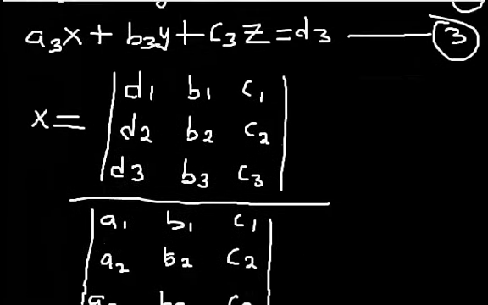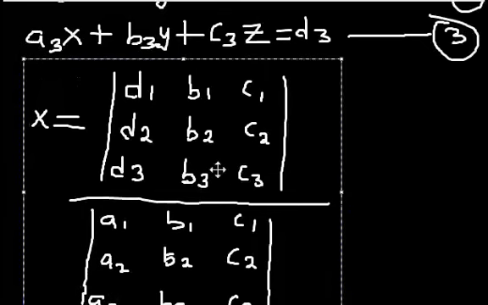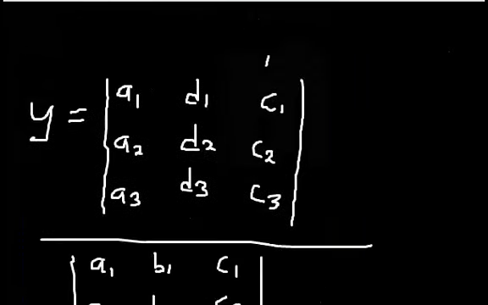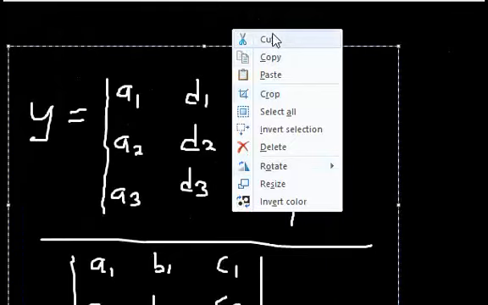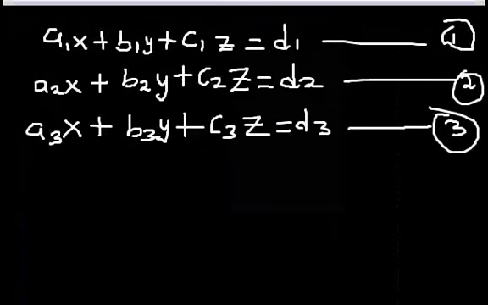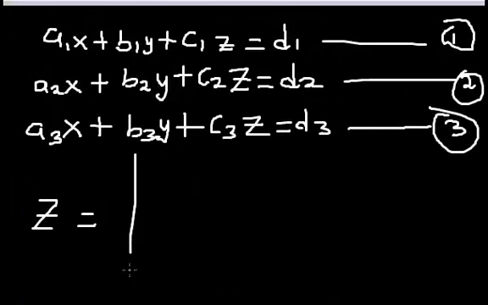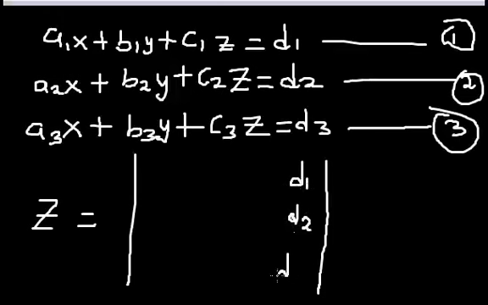The last but not the least, now let's look at how we get our z. Let me clear my screen. To get my z, you know exactly what we're going to do. This time around, the constant values will be the last column: d1, d2, d3.